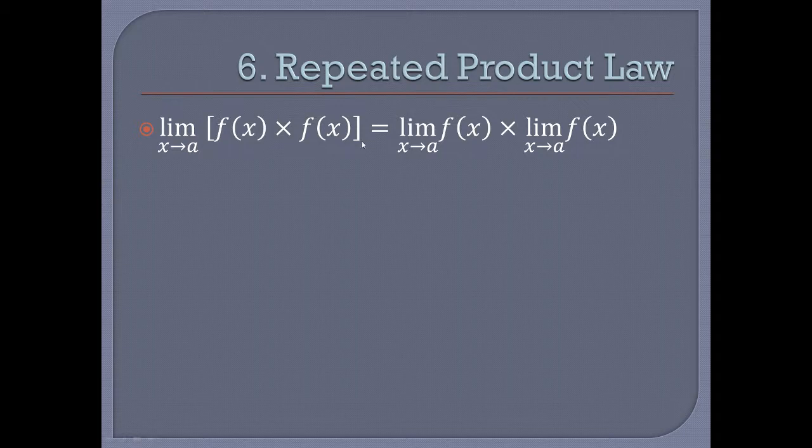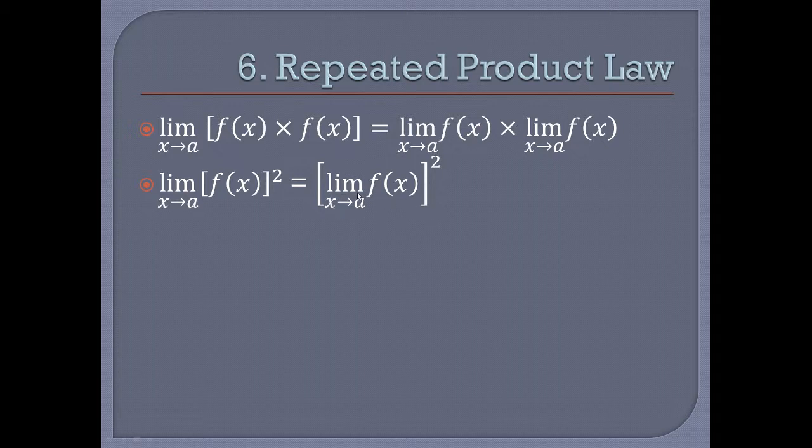Yesterday, the product law basically said if I have two functions and I multiply them together, the limit of the product of the functions is equivalent to the limit of one function times the limit of another function. Now to write this a little simpler, because both functions are the same, we can write it like this, where the limit as x goes to a of a function squared is really the same as the square of the limit as x goes to a of f of x. Okay? The limit of f of x as x goes to a, so bear with me and hopefully it doesn't confuse you too much.